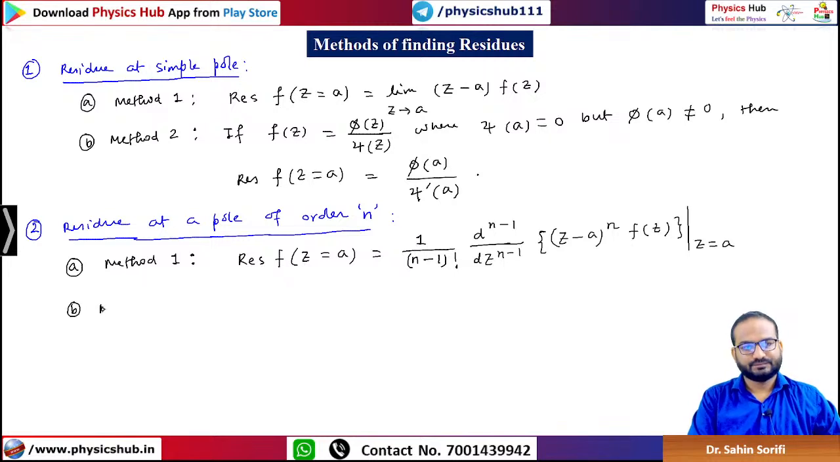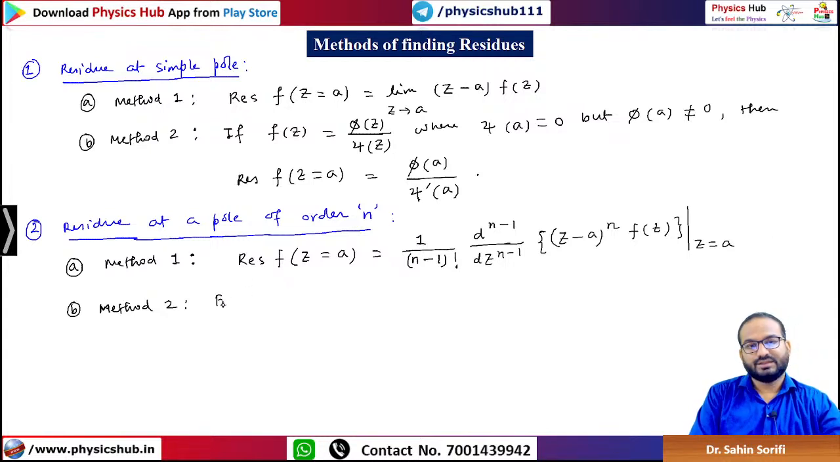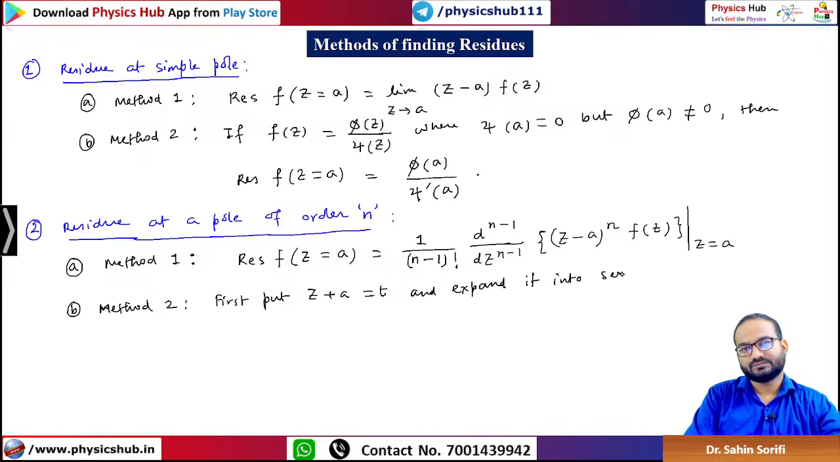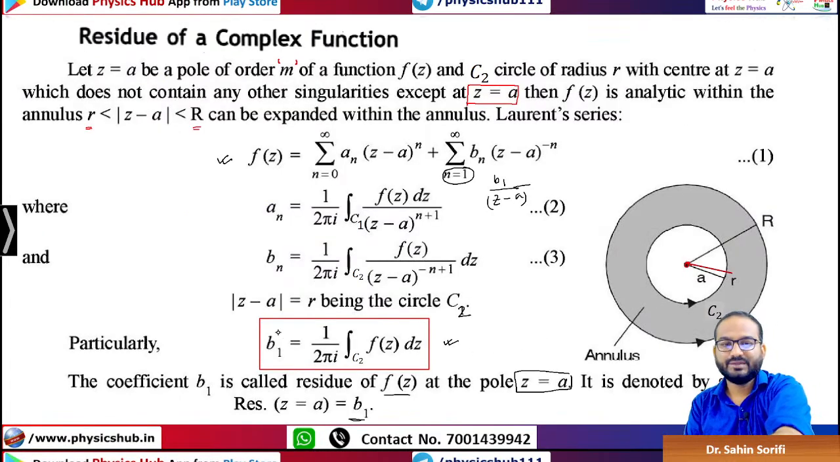Second method: let's say you have a pole of order n at z equals a. So what you can do, you can first put, let's say, z minus a equals t, and you can expand. Depending on the situation, you can expand it into a series. Then you know this formula that b1 gives you the residue, right? So b1 means here (z minus a) whole to the power 1, right?